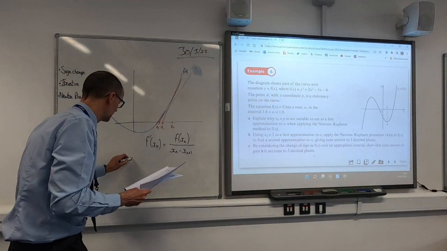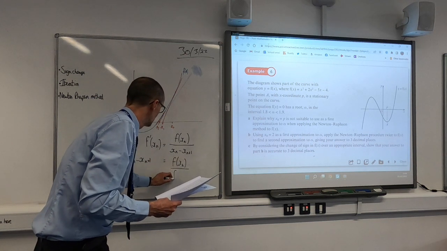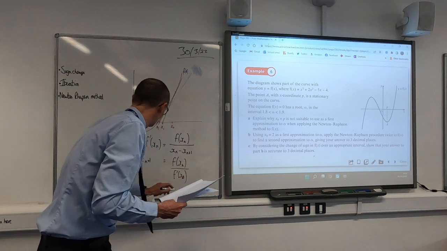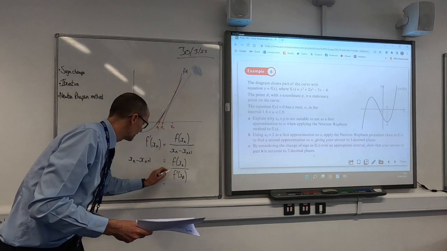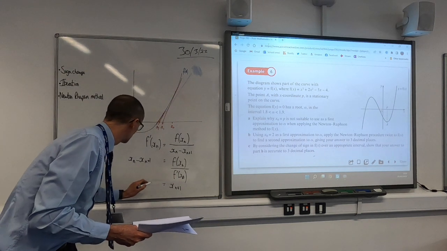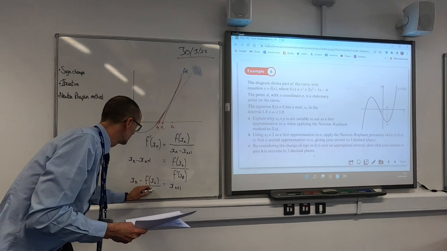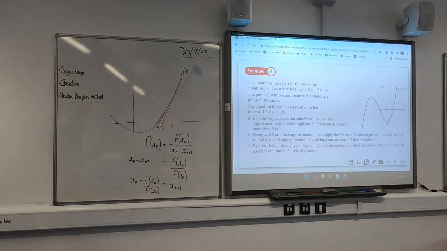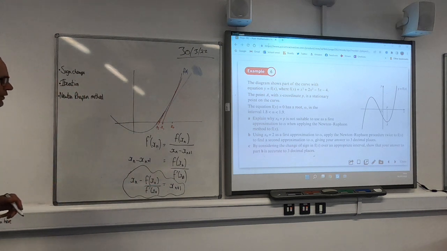So I hope you can see what they've done. They've just done the switcheroo, multiplied by that, divided by that, and then just added xn plus 1 to both sides and taken the fraction away from both sides. So we don't need to remember this, it's on the formula sheet, but that is our Newton-Raphson equation, and we can use that as an alternative to iteration for locating roots.